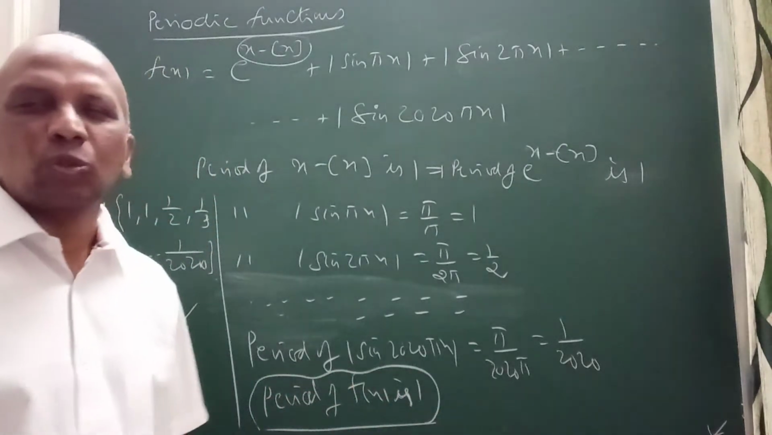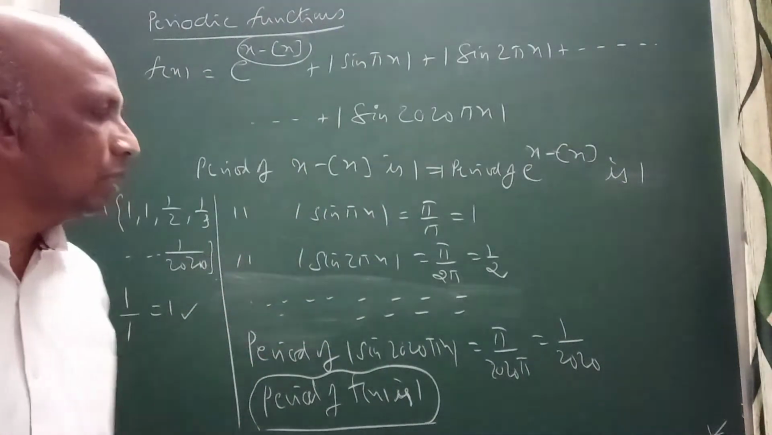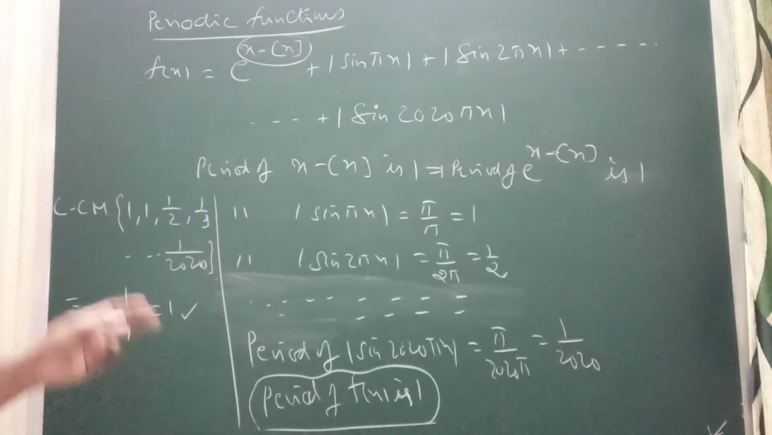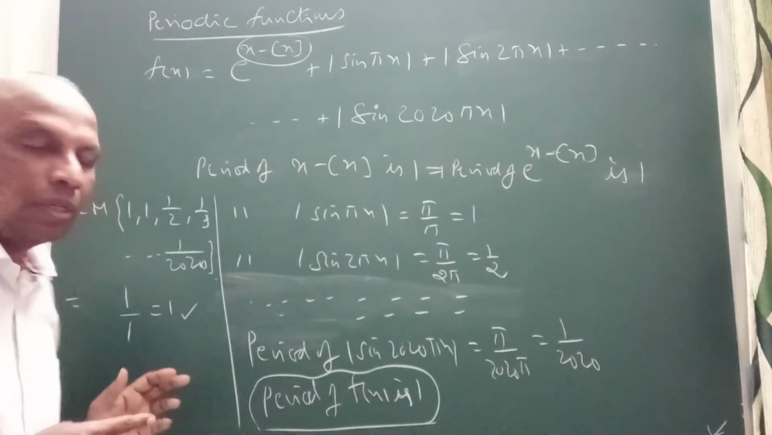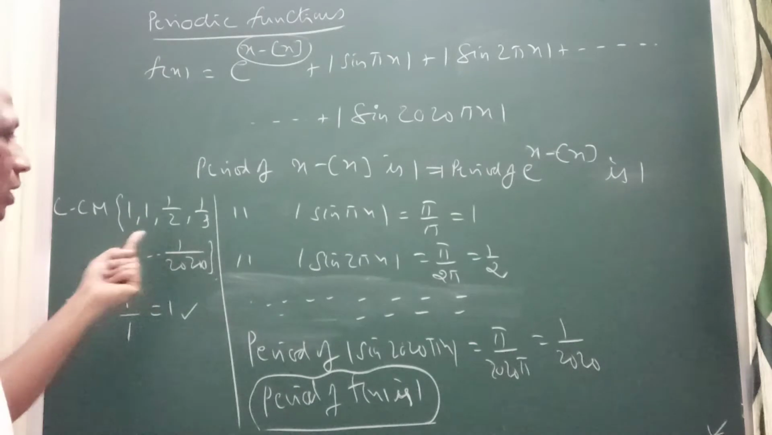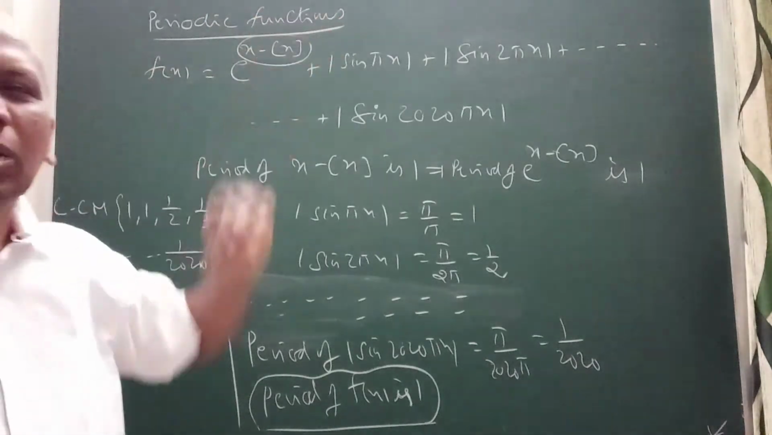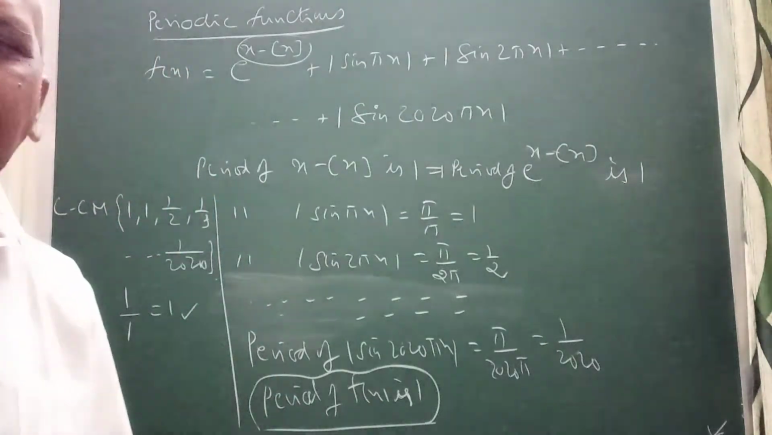Period of f of x is 1. But I have observed here, just find individual periods, then take the LCM of that. Whenever fractions are there, to find the LCM, it is the LCM of the numerators by the HCF of the denominators. So the denominator will be only 1. So the answer is 1. So here the period of this given function is 1.